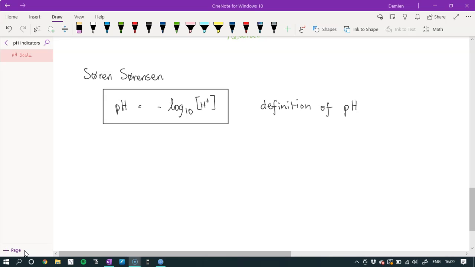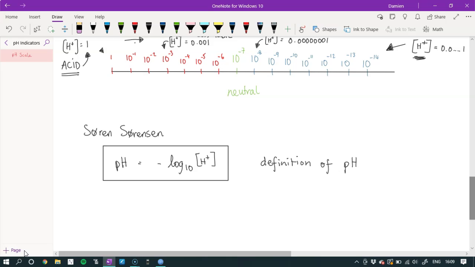So let's have a look at this formula and see how we can turn that scale into something readable. Let's say we take a solution, and the solution has a concentration, and we'll pick something off that line. We'll say it has a concentration of 10 to the minus 4 moles of hydrogen ions. So that's the concentration of the hydrogen ions, 10 to the minus 4. The question will be very simple. What's the pH?